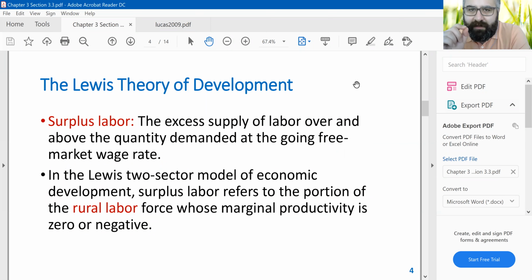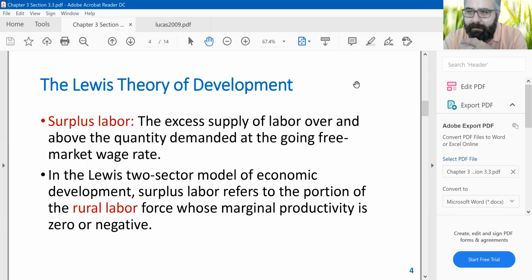More specifically, we can give a definition: the excess supply of labor over and above the quantity demanded at the going free market wage rate. So imagine a competitive agricultural sector. In that sector, depending on labor supply and labor demand, where labor demand originates from the firm's decisions regarding profit maximization, right? This is the stuff that you know. Then there is this market wage. Now, if at that market wage, firms leave some workers unemployed, then we can call them excess supply of labor, or surplus labor.